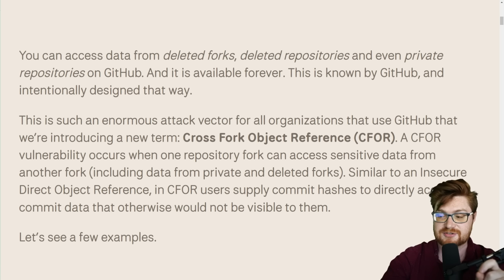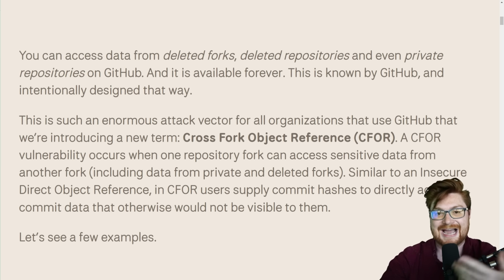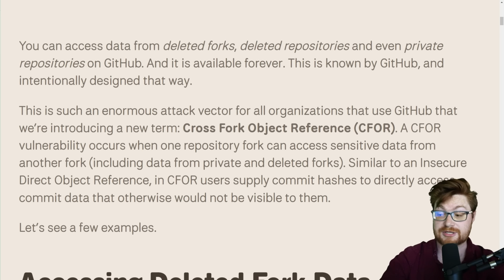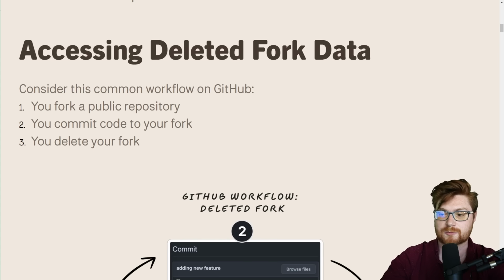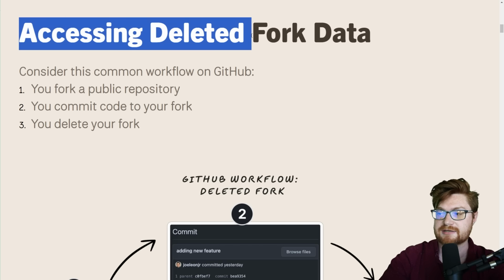Now, that does have a certain dependency. You need to know the hash. You need to know the unique identifier for each commit. And you might think that is a protection mechanism, but sort of kind of. We might be able to get in the middle of that. So here's an example. Accessing deleted fork data.